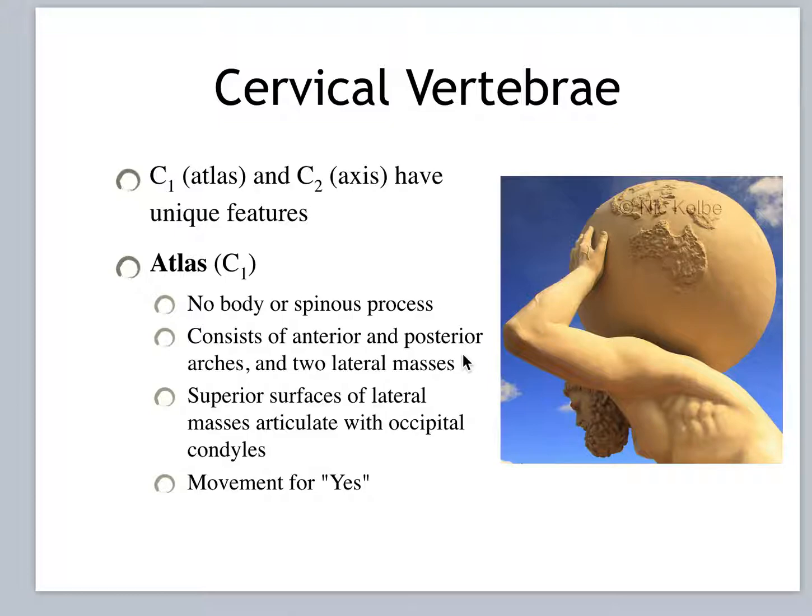C1 has an articular process that articulates with the occipital condyle that we talked about when we discussed the occipital bone. That articulation allows you to shake your head up and down, as if you're saying yes, nodding your head. The nodding up and down takes place between the C1 vertebral body and the occipital bone. That's the atlas. C1 is atlas.